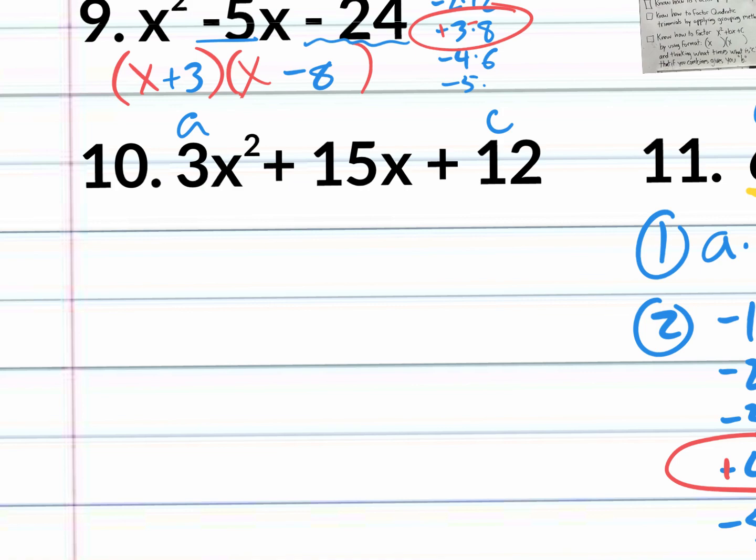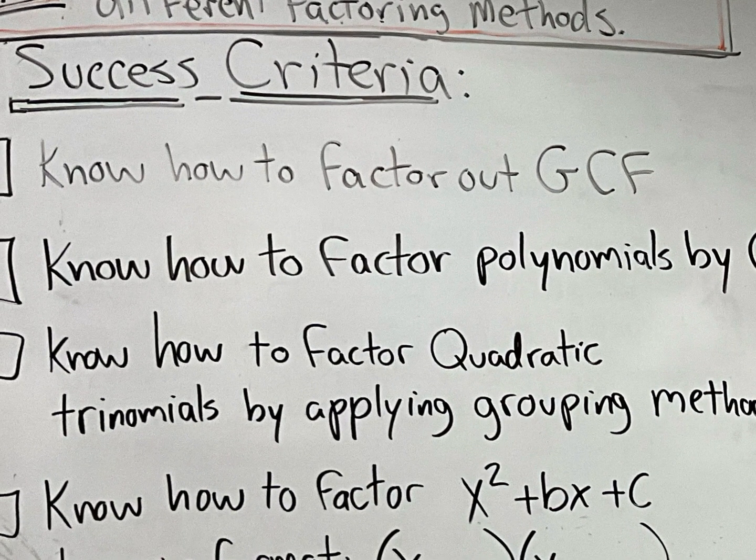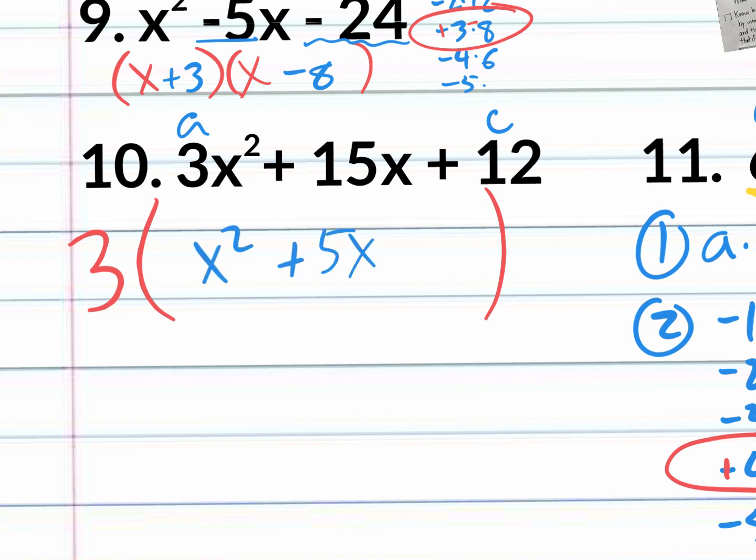So start with the very first type of factoring we ever learned. Always try to factor out the GCF. Okay, so when you factor out the GCF, look how easy it becomes. You could pull out a 3. And if you do pull out a 3, what do I have left on the inside? All 3 terms. X squared plus 5x plus 4.